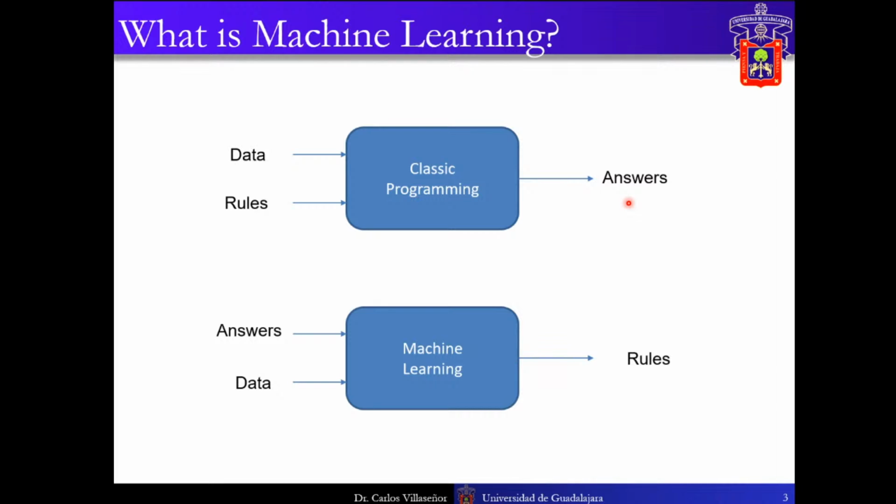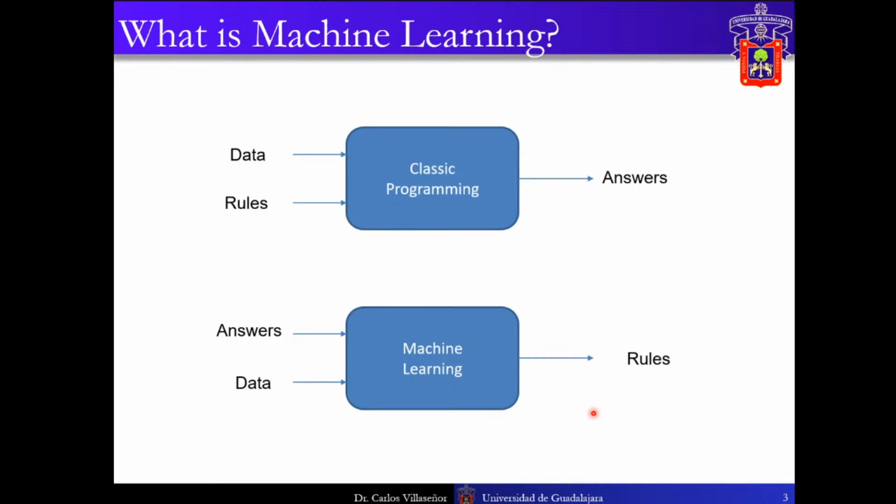But in machine learning, we don't really have these rules, because these rules need many years of research. So the idea in machine learning is that we have the answers. We can measure some physical phenomena. We can also have the data, the initial states. So machine learning will give us the rules that map the data to these answers. So this is the basic idea.